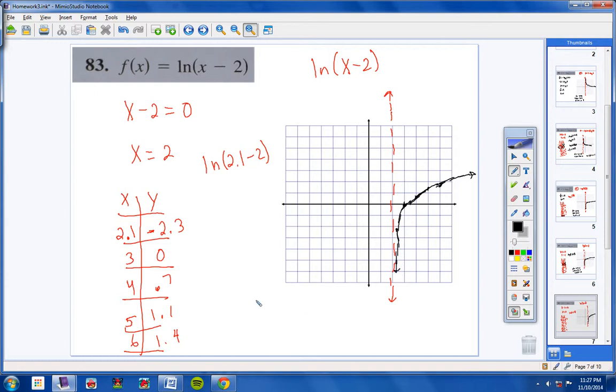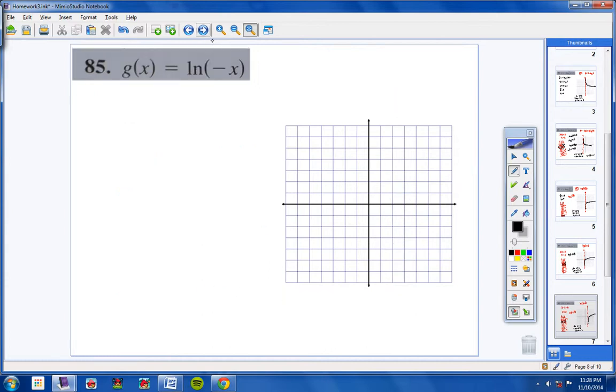And our domain would be x is greater than 2. Our vertical asymptote would be x equals 2. And then x-intercept would be, well, right here, when you put in 3, you got out a 0. So your x-intercept would be 3. Okay? Okay, moving on to the next to last problem, 85.